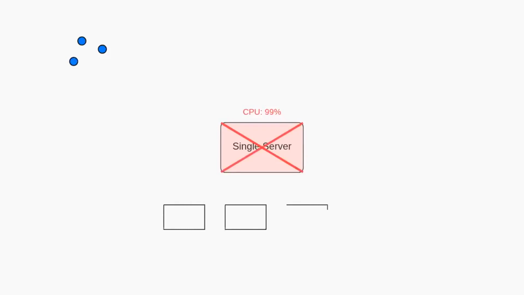This is the single point of failure nightmare. To survive this, we can't just buy a bigger server indefinitely. That's vertical scaling, and it has a ceiling. Instead, we need to scale horizontally by adding more servers. But how do we decide which user goes to which server? This is where the load balancer enters the stage.